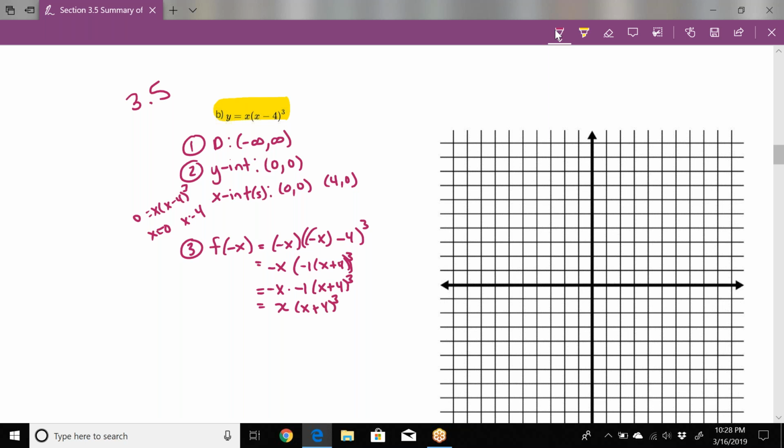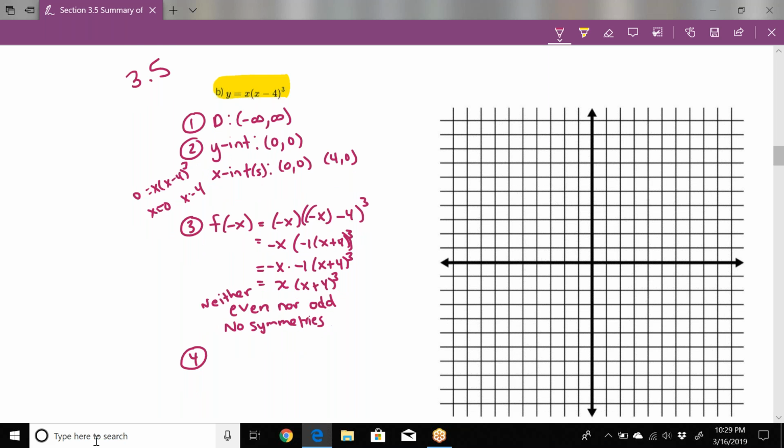Now to be even, after plugging in negative x, you have to get the original function exactly, and we did not because we now have an x plus 4 inside here. To be odd, you have to be able to pull a negative out and it be the same function. If we pull a negative out, it's going to change this to a negative. So it's not going to be either even or odd. So neither even nor odd. So we don't have the symmetries that go with those. Step 4, we're going to now look for asymptotes. Now, if it's a polynomial, you shouldn't have asymptotes.